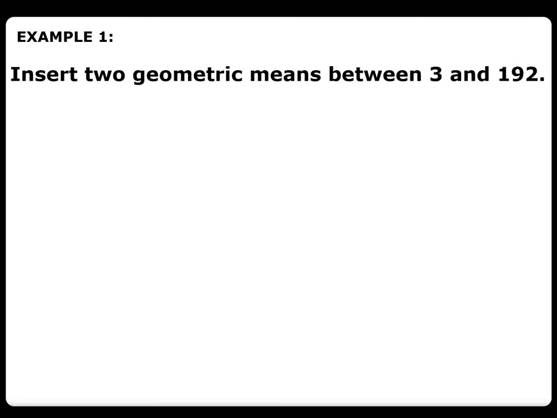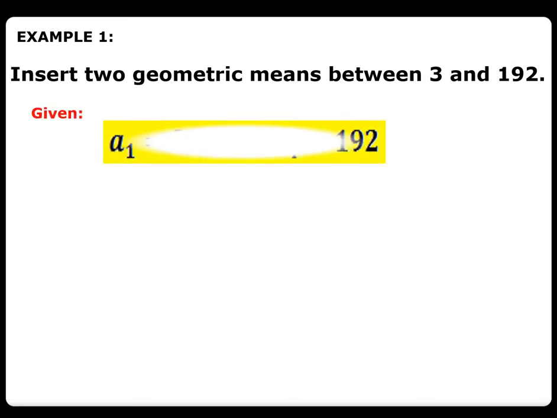So let us have this. Example number 1. Insert two geometric means between 3 and 192. So first, let's have the given. A sub 1 is obviously equal to 3. A sub 4 is 192. You are going to insert 2, therefore all of them is 4. So n is equal to 4.